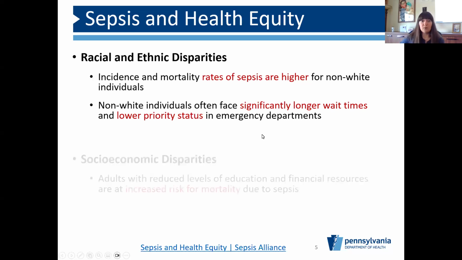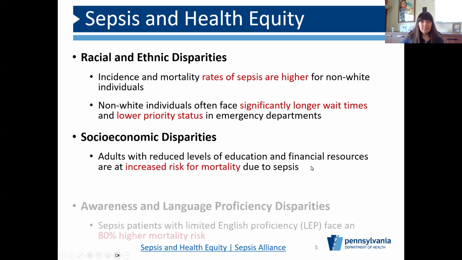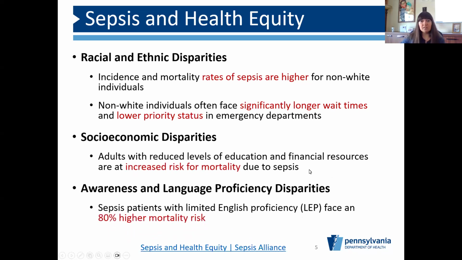There are also some socioeconomic disparities worth noting. So for example, adults with reduced levels of education and financial resources are more likely to die from sepsis. And then finally, there are awareness and language proficiency disparities. So sepsis patients with limited English proficiency, or LEP, face an 80% higher mortality risk. And there are many reasons for this.